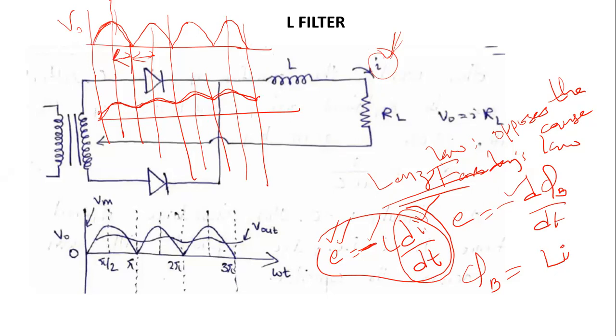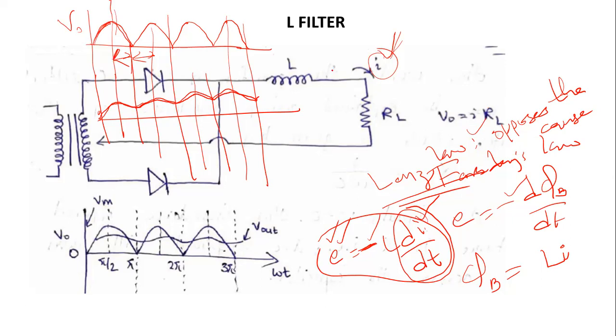Okay, so that's how this inductor filter works, because of Lenz's law and electromagnetic induction, which always opposes the cause. The rising current will be opposed, and the falling current also will be opposed. Therefore, it will try to prevent any changes in the output voltage appearing across a load resistance.